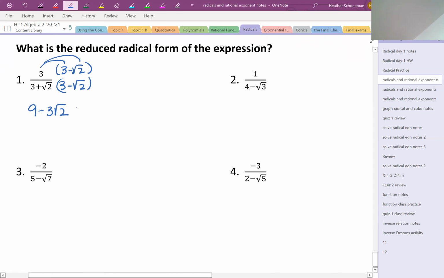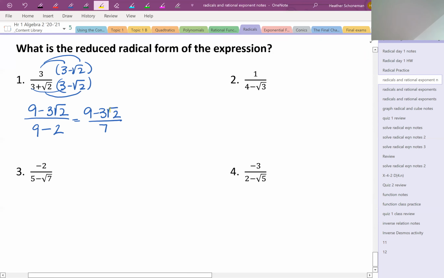But on the bottom, they're conjugates, so I can do the shortcut. 3 times 3 is 9. Positive times a negative is a negative. Square root 2 times square root 2 is just 2. Now these 9s, even though it's tempting, they do not cancel out. I cannot simplify the top, but I can simplify the bottom.